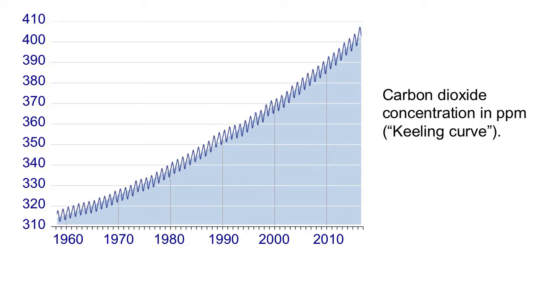This graph shows the concentration of carbon dioxide in the atmosphere on top of the Mauna Loa volcano on Hawaii. It is called the Keeling curve after Charles Keeling, who began these measurements in 1958. The concentration varies between the seasons, that's why the curve is zigzagging. The concentration is now constantly above 400 parts per million.